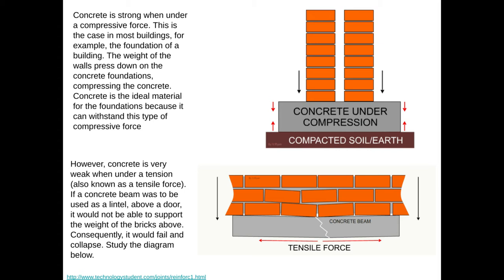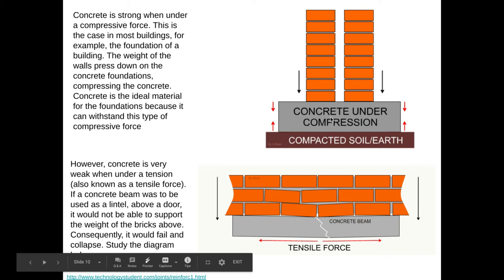We use it for the foundations because as the weight of the walls and the building presses down on the concrete, it gives a really solid base to build on. Okay, it can withstand massive compressive forces. The bad thing about concrete, however, is that it's very weak under tension, tensile force, which we know is a pulling force. If we used a concrete beam as a lintel or a beam to hold a roof up, it just wouldn't be able to support the weight. It would crack and break, therefore it would fail and collapse, as we can see in this little diagram here.